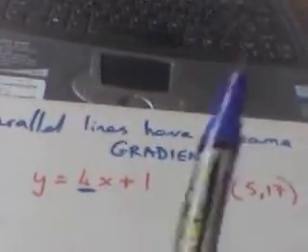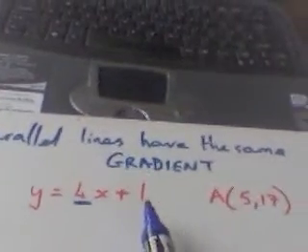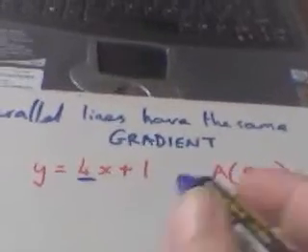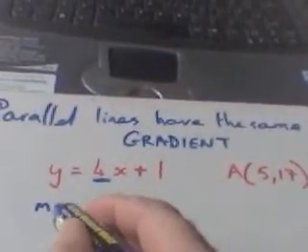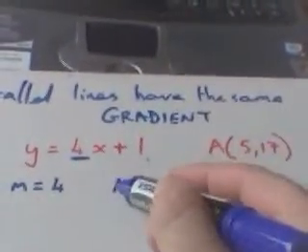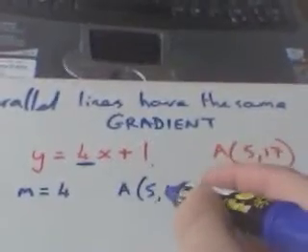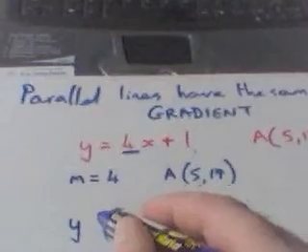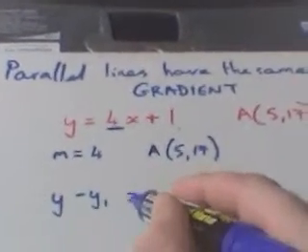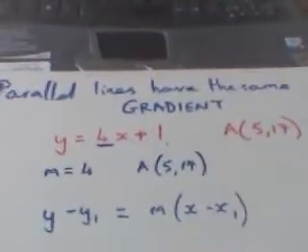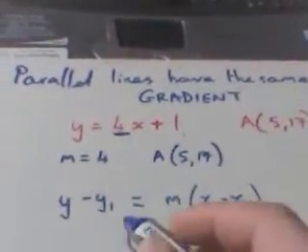Find the equation of the line that is parallel to y equals 4x plus 1, but goes through the point A, 5, 17. So we've identified here already that we're looking at a gradient of 4. We don't know what the c value will be at this point, but we have been given the coordinates 5, 17. So if we substitute that into y minus y1 equals m lots of x minus x1, and substitute the values in, we should be able to find the equation of the new line.